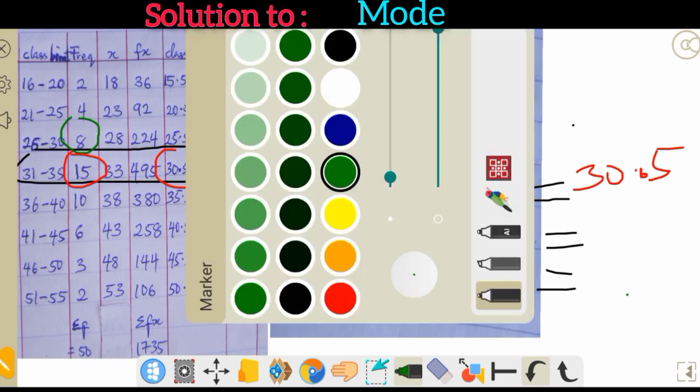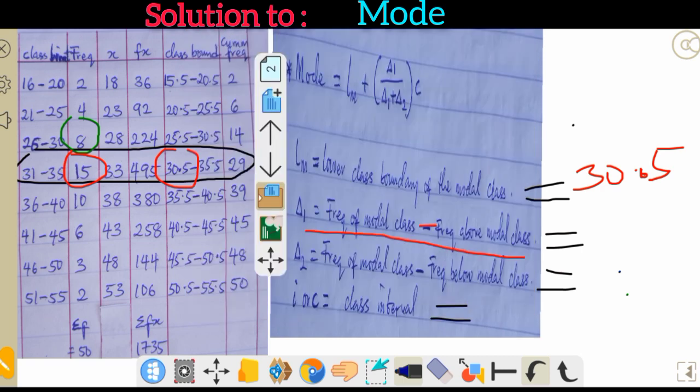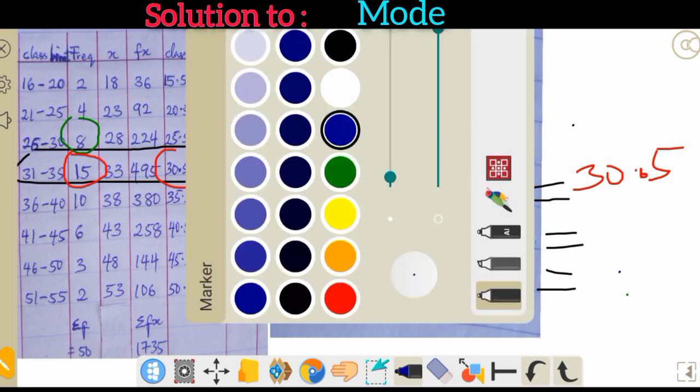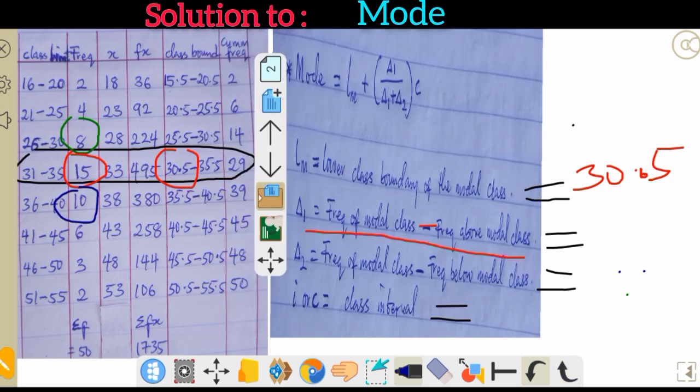Normally you are supposed to take note of the frequency above and below the modal class. Let's take the above to be green and the below to be blue. Above is green. So our D1 is the difference between these two numbers. That is 15 minus 8, frequency of the modal class, which is 15, minus frequency above the modal class, which is 8. We have 7 there.